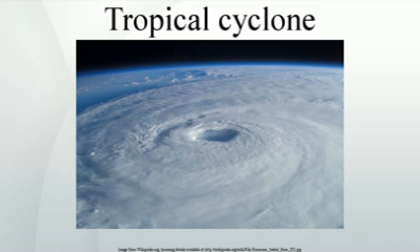The upper circulation of strong hurricanes extends into the tropopause of the atmosphere, which at low latitudes is 15,000 to 18,000 meters, 50,000 to 60,000 feet.